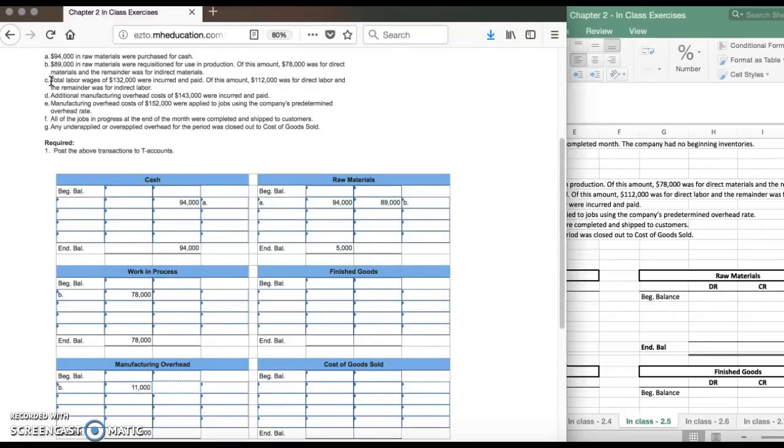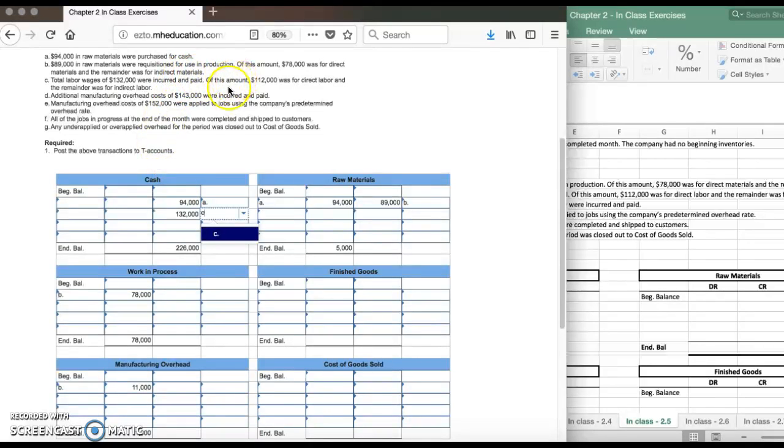So what is C? Total labor wages, $132,000 were incurred and paid. Of this amount, 112 was for direct labor, and the remainder was for indirect labor. So if 132,000 was paid, that means it's paid in cash. So we're definitely going to credit cash 132,000. That's going to be C.